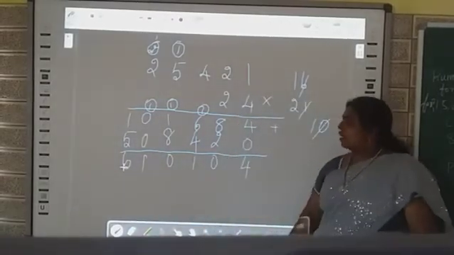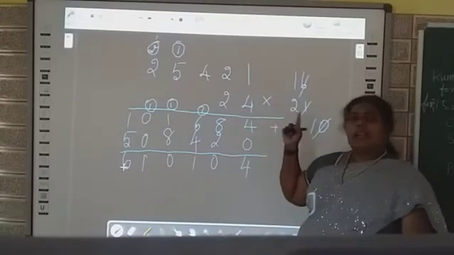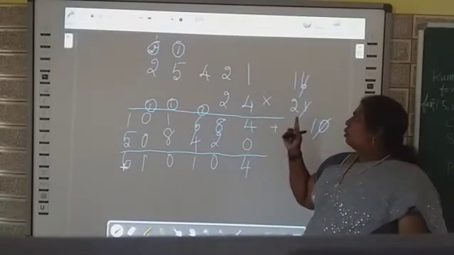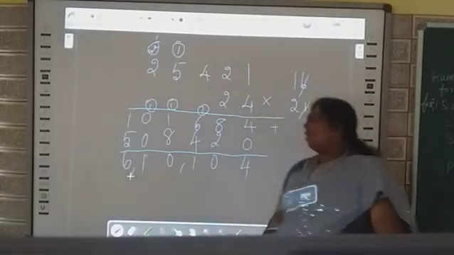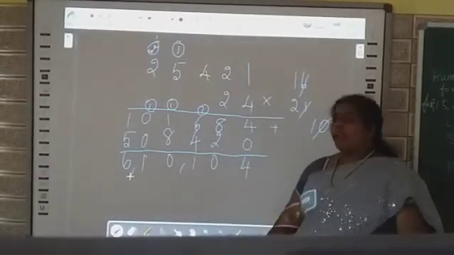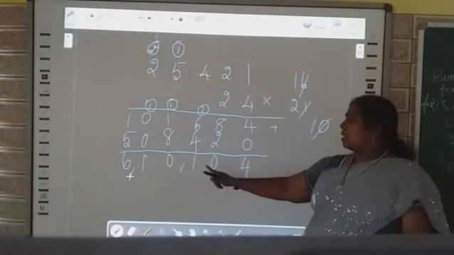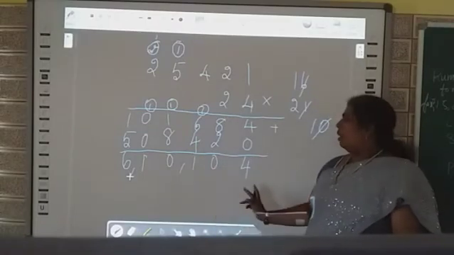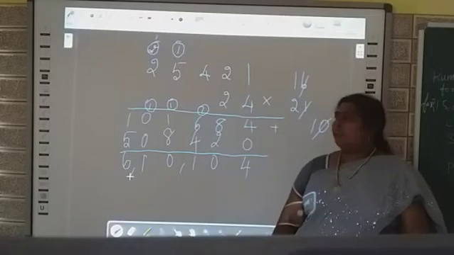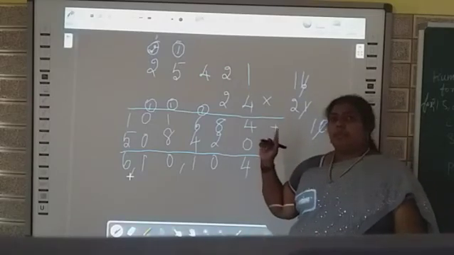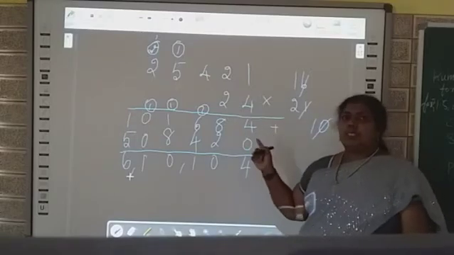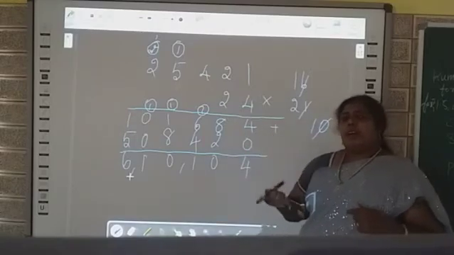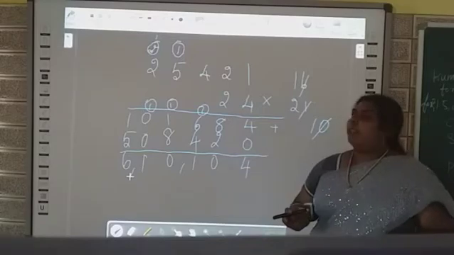So what is the answer here? 25,421 into 24. So what is the answer here? 610,104. 610,104. Understand? Yes. This is multiplication by a 2-digit multiplier, right? Now I have used the 2-digit multiplier. Next, the 3-digit multiplier. Okay, 3-digit multiplier.